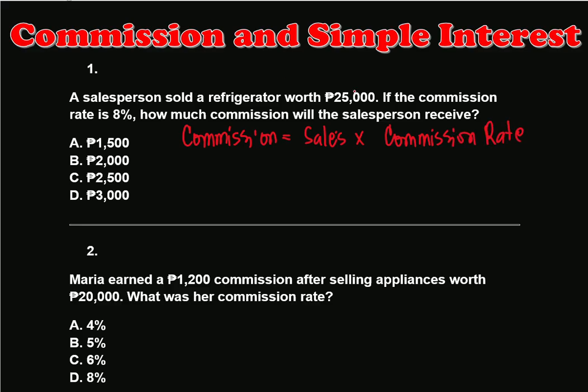Okay, so from here, we have 25,000. So that will be your sales. And then again, the rate is always with a percent. So that will be your 8%. Okay, so our rate needs to be in decimal. So 8% is equal to 0.08. Okay, so what you have to do is just multiply the 25,000 with the commission rate, which is 0.08. And that will be the commission. So we got 25,000 times 0.08, that is equal to 2,000.